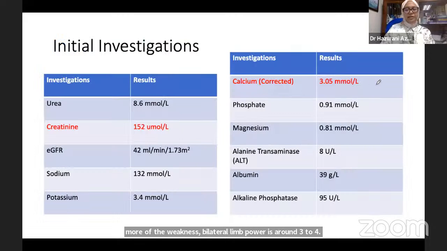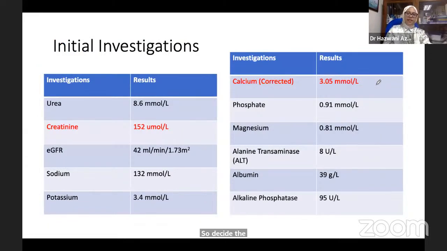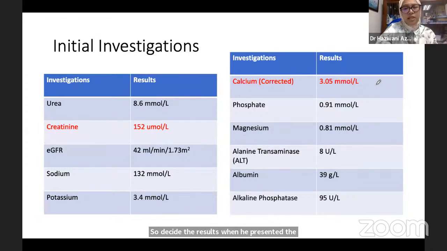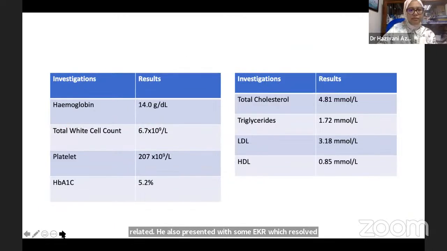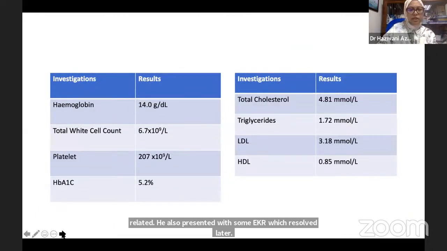So these are the results. When he presented, the corrected calcium is 3.05. The phosphate is 0.91, meaning the phosphate is not low. So this gives us an idea that most likely this is not parathyroid-related hypercalcemia. He also presented with some AKI, which resolved later. The Hb was okay.